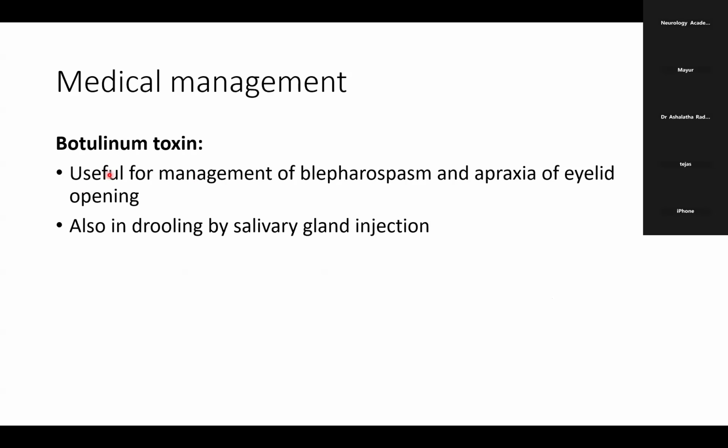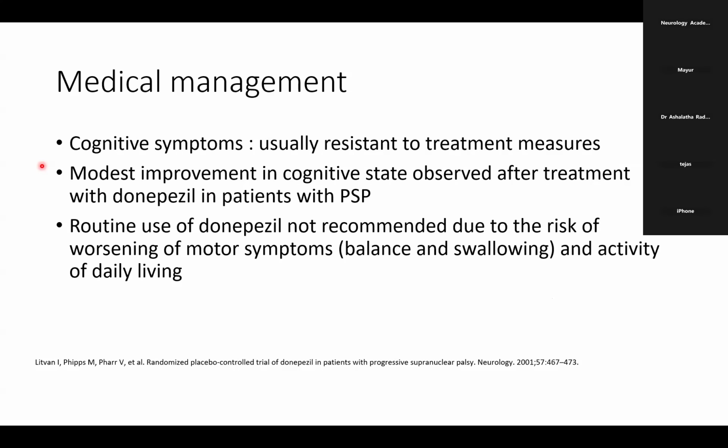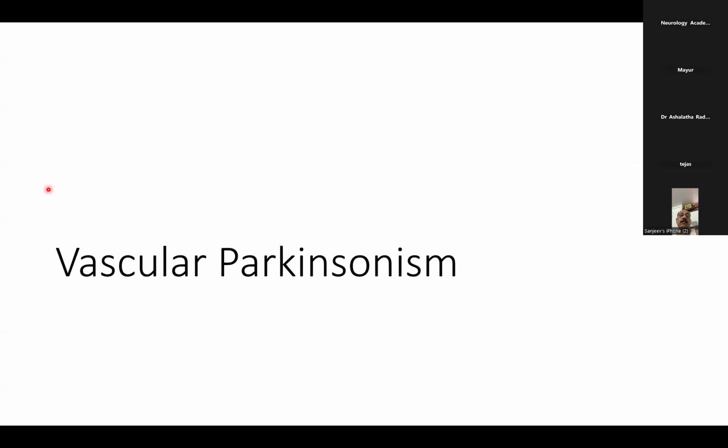The other options which could be tried is botulinum toxin, which is useful for the management of blepharospasm and apraxia of eyelid opening, and also drooling by salivary gland injection. As for the other medical management, the cognitive symptoms are usually resistant to the treatment measures. There is modest improvement in the cognitive state observed after treatment with donepezil in patients with PSP. But routine use of donepezil is not recommended due to the risk of worsening of the motor symptoms, that is balance and swallowing, and these activities of daily living. This concludes the second entity.